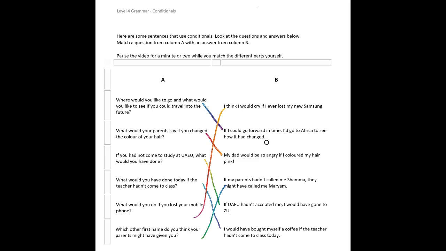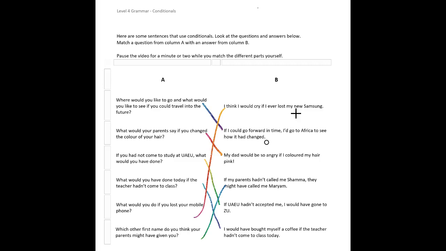Now let me ask you some questions about these structures. Pause the video and think about your answers, and then I'll check the answers with you. What structures are used with all of these sentences? Yes, they're all second and third conditionals. The condition is if something happens, then there is a result. So, if I lost my new Samsung, I think I would cry. That would be the result.